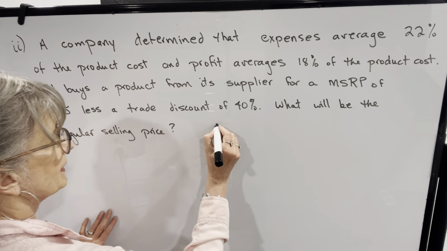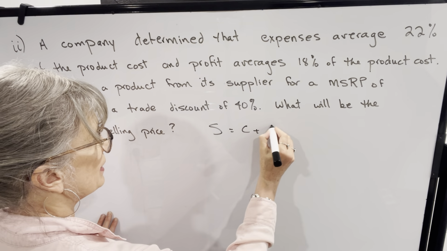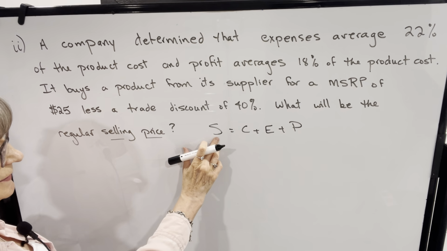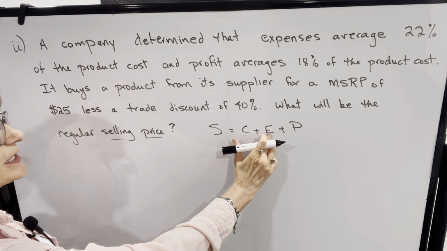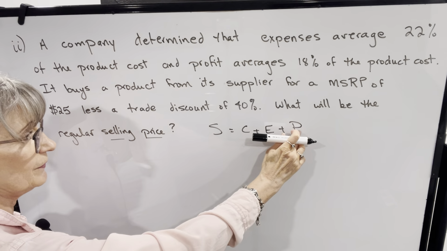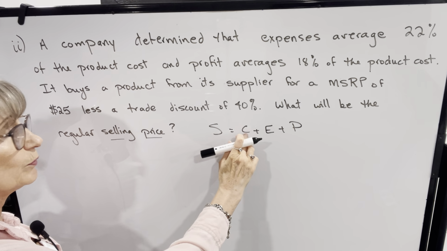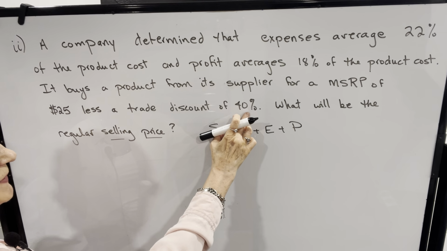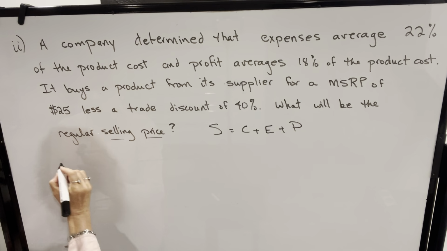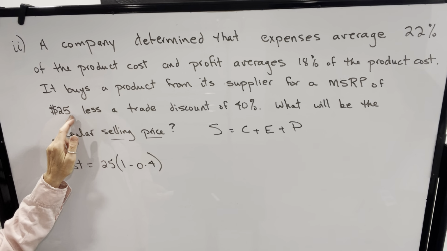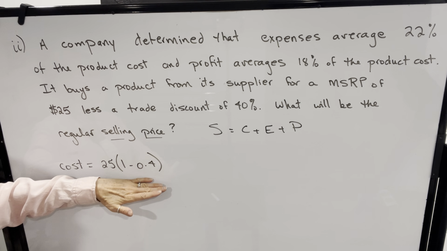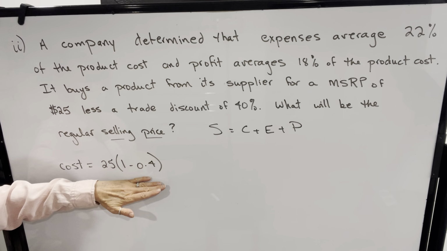So we're going to use selling price equals cost plus expenses plus profit. We're finding selling price. We can write expenses in terms of cost. We can write profit in terms of cost, but we don't know what the cost is. If we take $25 minus a discount of 40%, we can find cost. So we can either find 40% of 25 and subtract it, or we can just do it with this formula, which is what we learned in our last video on discounts.